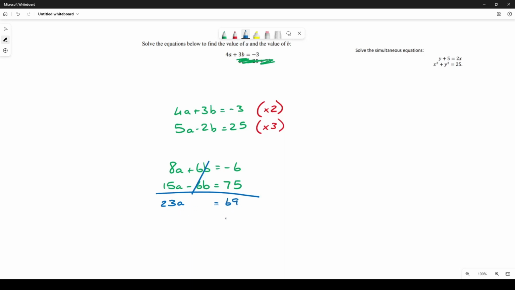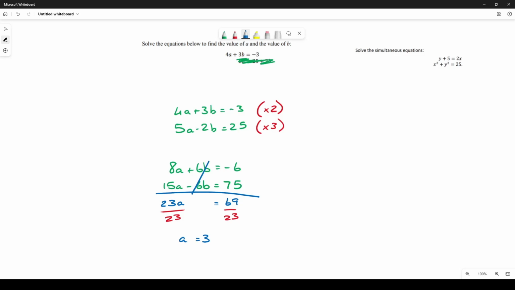Then you'll notice it's just algebra with an equation, as in something with an equals, a single letter, and just numbers. So it's just normal algebra. You do whatever you'd normally do to get the letter on its own. Divide both sides by the number in front of the letter. So you divide both sides by 23, and you'll notice that you end up with just A equals 3. So that's one of the two letters that we found.